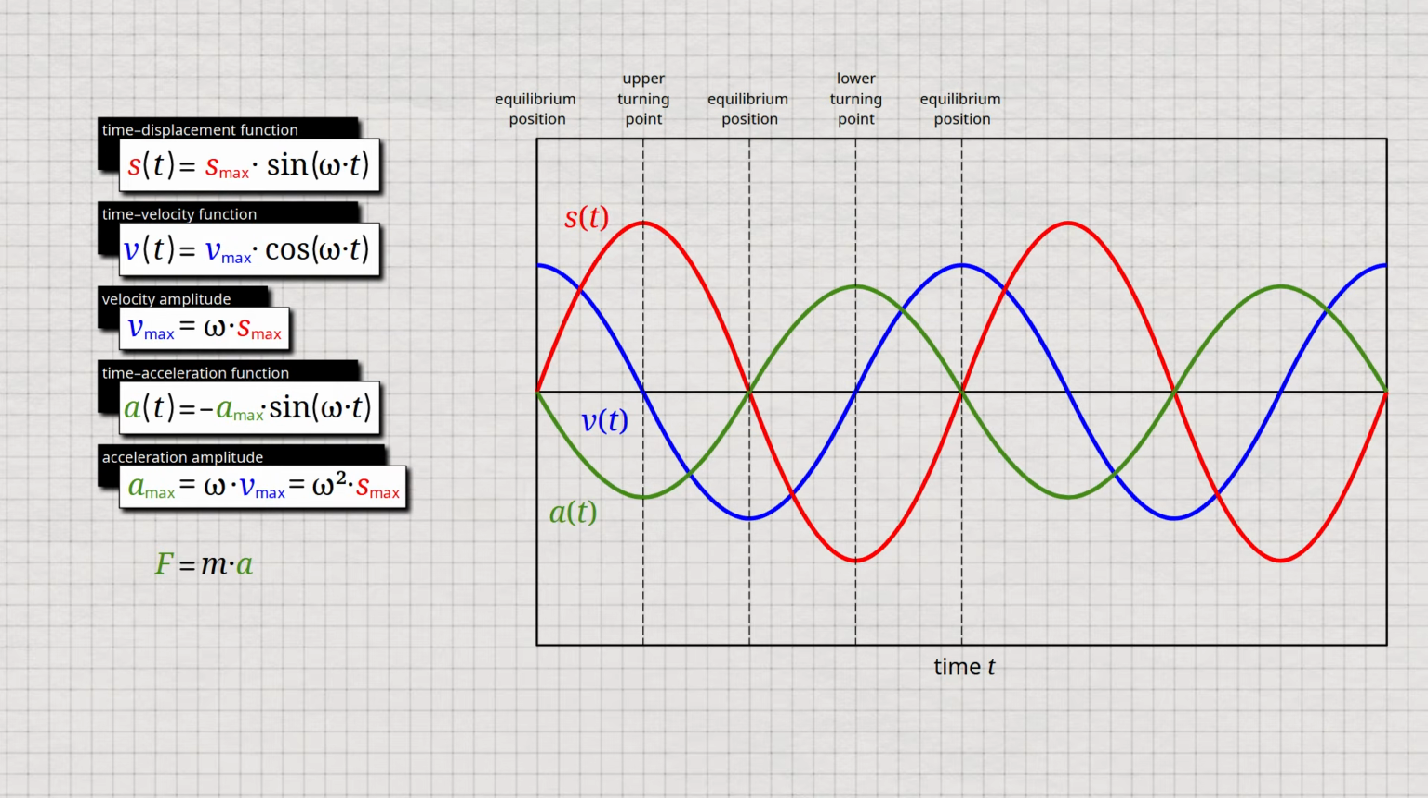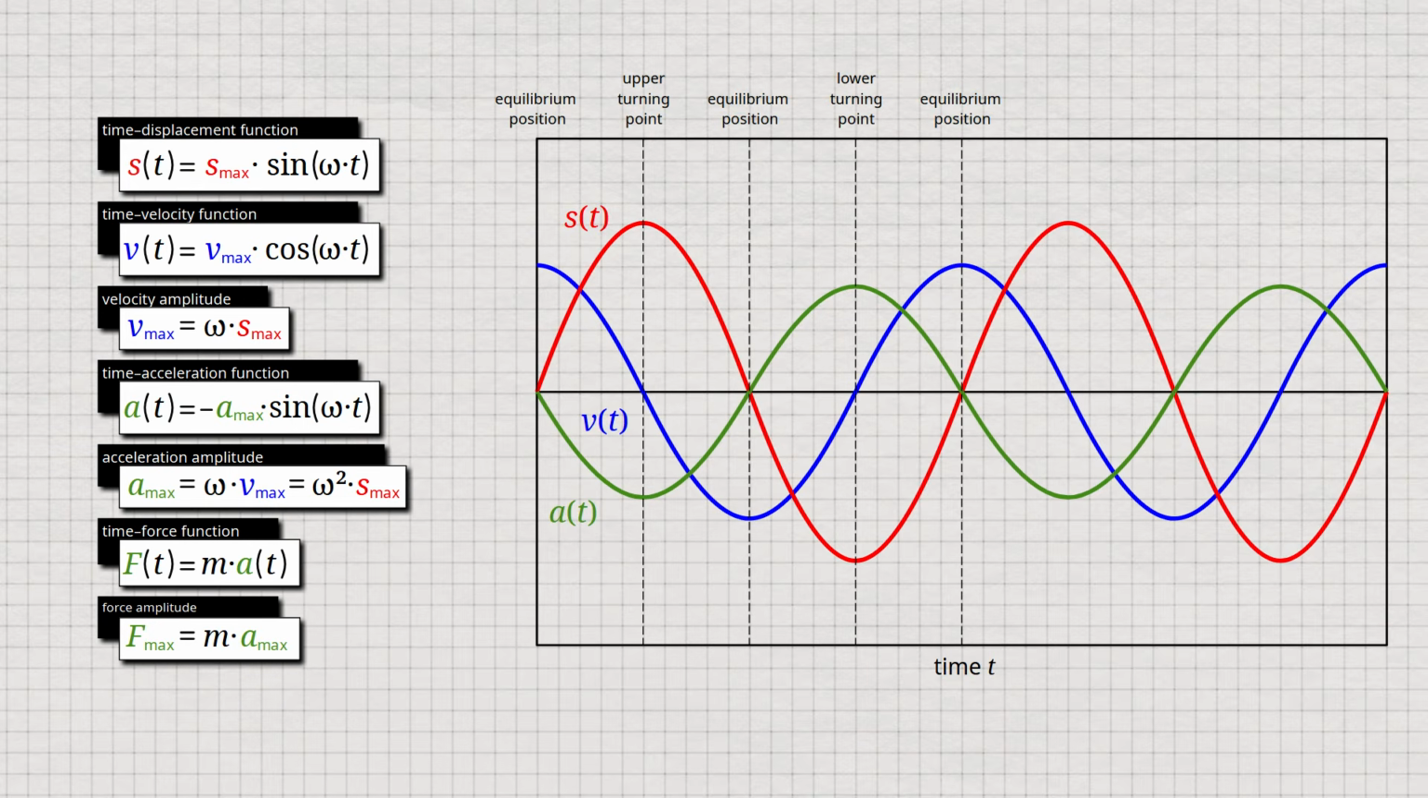In order to finally obtain the force acting on the sphere, according to the fundamental law of mechanics, one only needs to multiply the acceleration by the mass of the sphere. The same applies analogously to the maximum force, which can be determined from the maximum acceleration as indicated. This force corresponds to the restoring force that continuously drives the sphere back toward the equilibrium position against its displacement and thus gives rise to the oscillation.